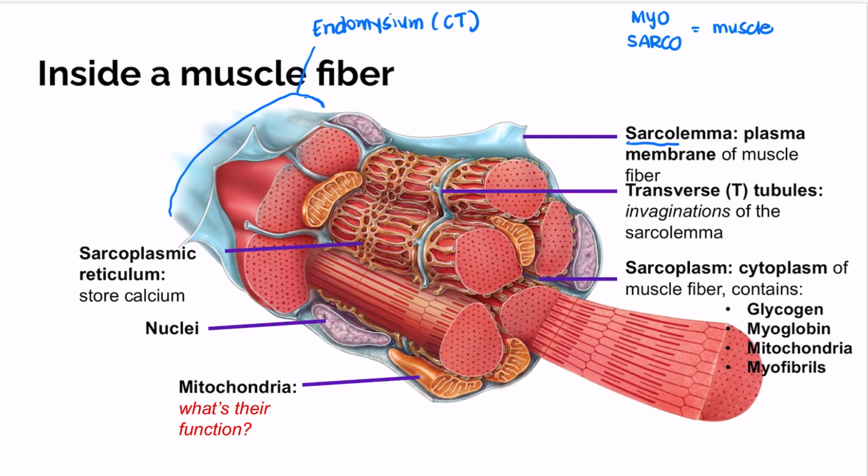And in fact, it does have these interesting structures where it invaginates in, so it folds in here. And these are called transverse tubules because they fold on a transverse plane. So T tubules for short. And what this really does is it allows for an action potential to travel quickly through a muscle fiber.